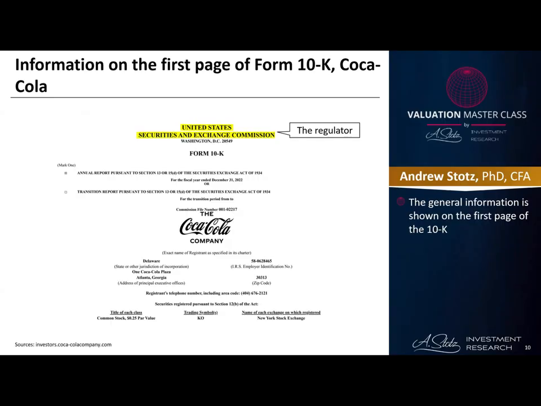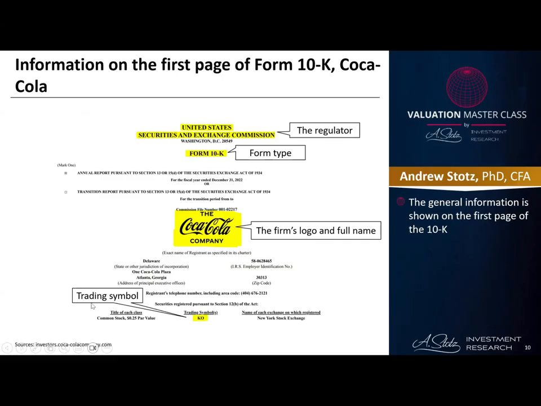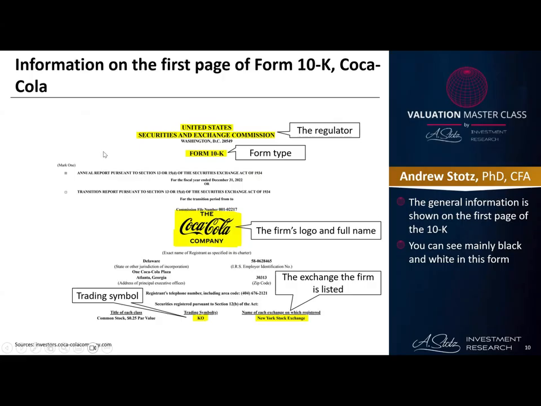The first one, we can see the regulator name, which is SEC. And we can see the form type, 10-K. This is the firm logo and the full name of the company, the Coca-Cola Company. You can also see the trading symbol, which is KO. And the last one, you can also see the exchange where the firm is listed. In this case, it's listed on the New York Stock Exchange. So this page is only white and black.